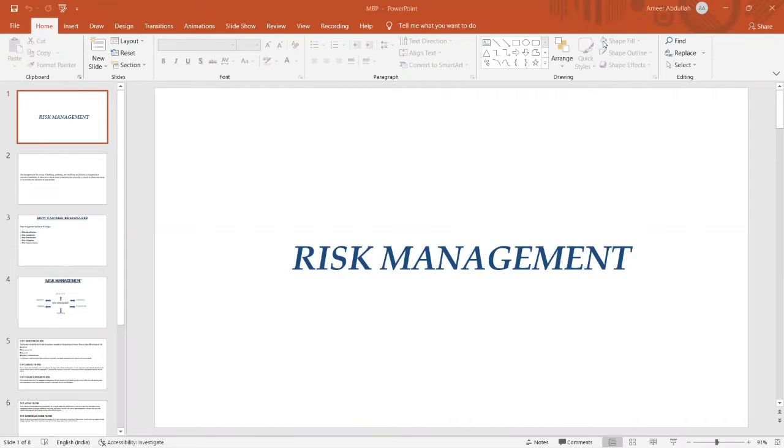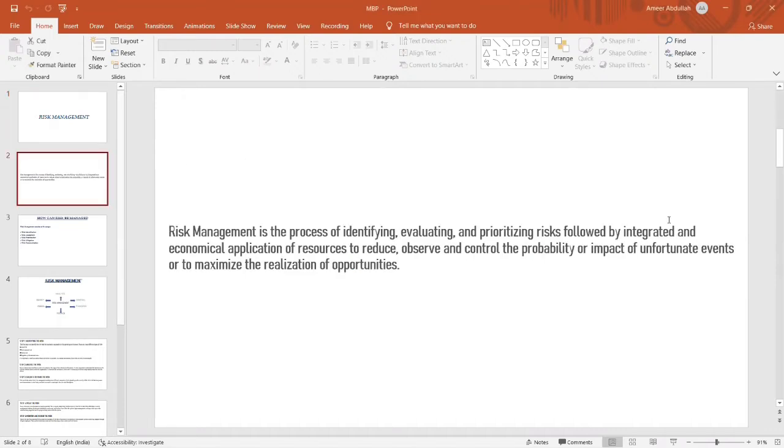Hello everyone. We are going to discuss the topic: how can risk be managed? First of all, we need to understand what risk management is. Risk management is the process of identifying, evaluating, and prioritizing risks, followed by integrated and economical application of resources to reduce, observe, and control the probability or impact of unforeseen events, or to maximize the realization of opportunities.